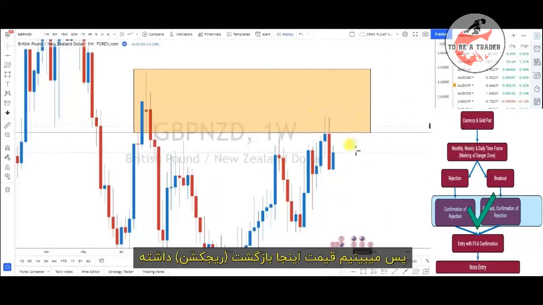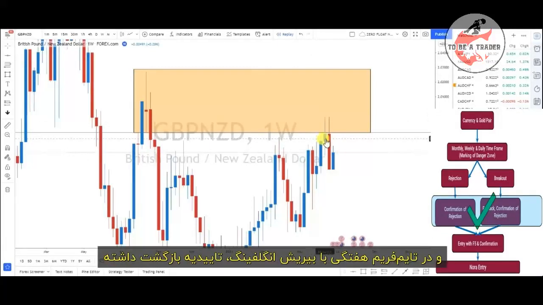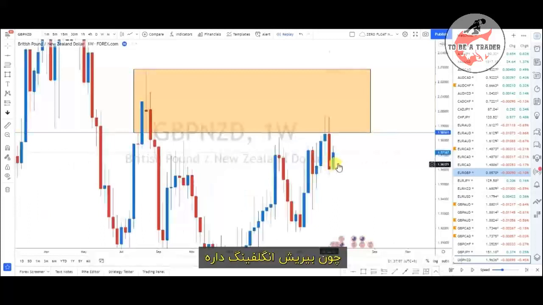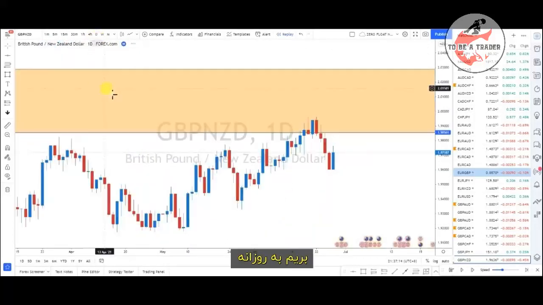Price did a rejection in this area and then gave a confirmation of rejection with a bearish engulfing on the weekly time frame. So we don't have to refer to the daily anymore. Weekly is strong enough, which is the bearish engulfing. Next thing, what should we do, guys? We look for a setup. Let's go to daily.